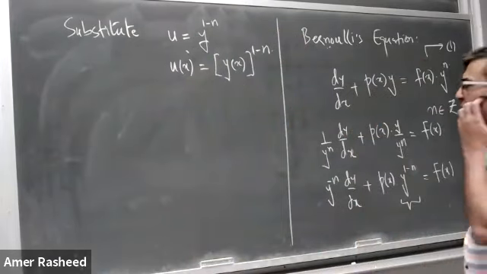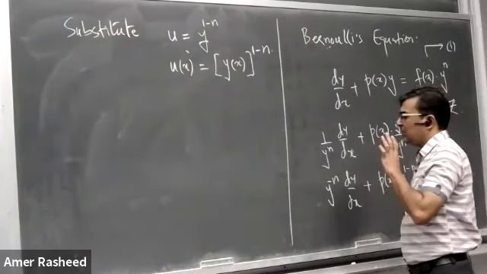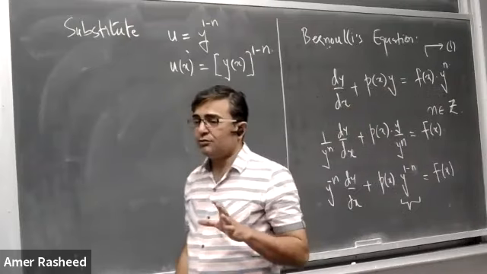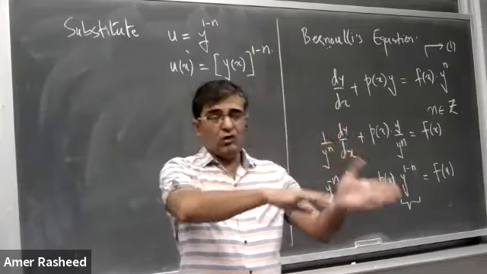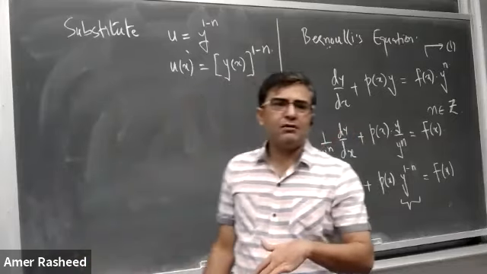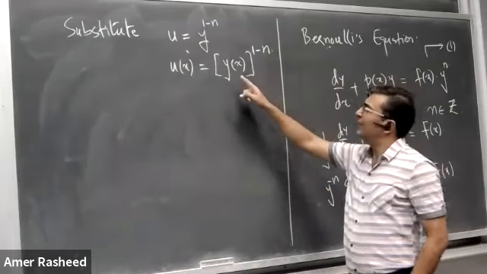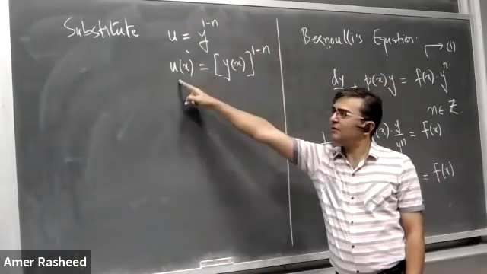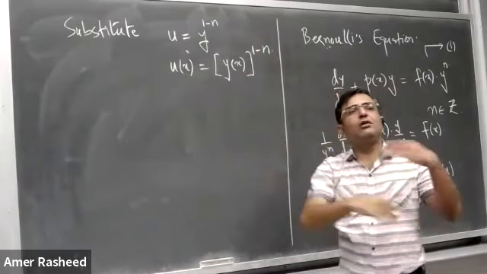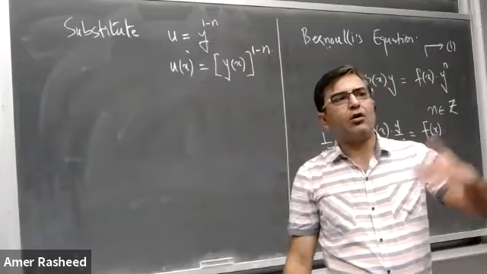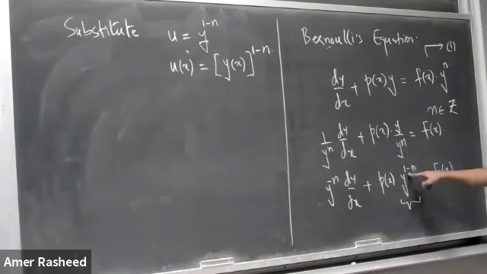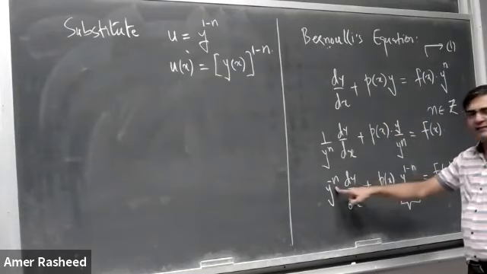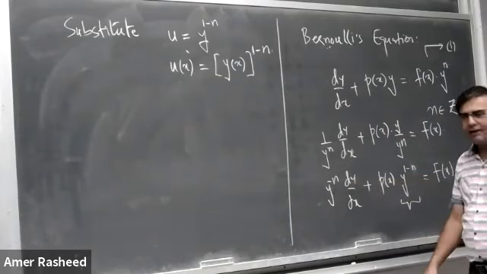Now we have to convert. Once you try to make a substitution into a differential equation, you have to convert all the variables into a new variable. If you are going to substitute y in terms of u, then you have to convert all the y's into u. So here, y power 1 minus n will be substituted as u, but here we have y power minus n and dy by dx. Okay.